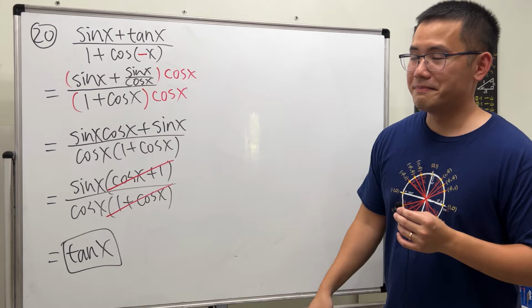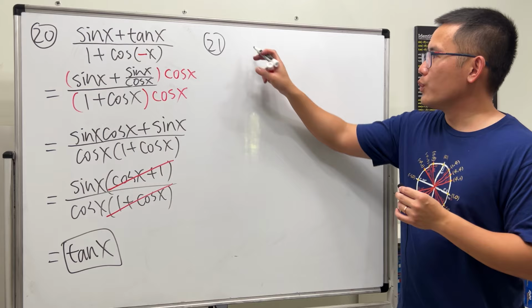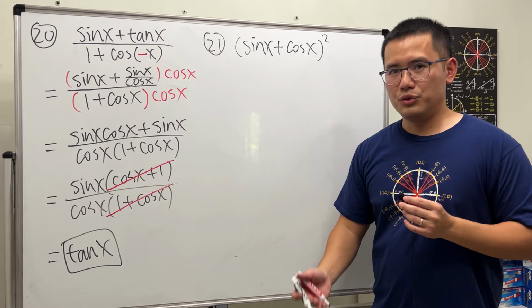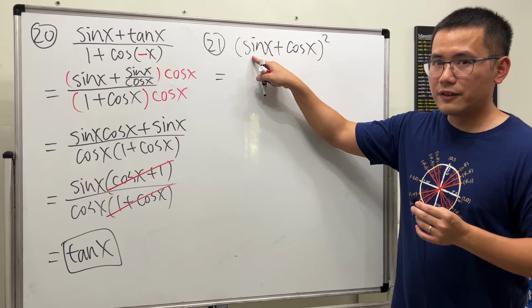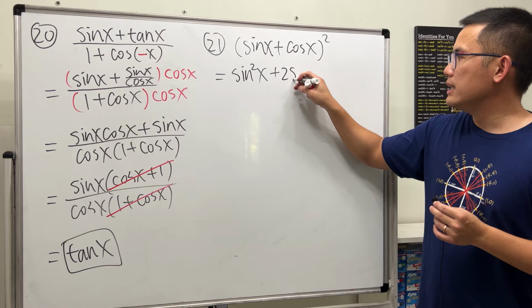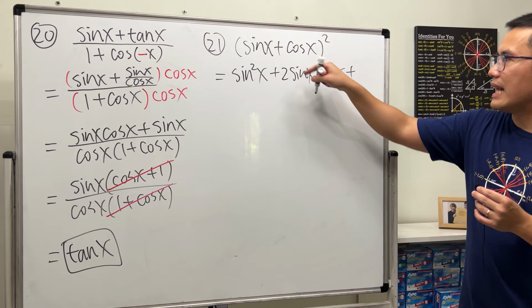Now, number 21. All right, one of my favorite ones as well. Sine x plus cosine x, squared. So again, we are going to multiply our binomial squared, and let's just use the formula. The formula says you start with the first term and square that, so we get sine squared x. Then we add twice the first term and the second term, so it's 2 sine x cosine x. And lastly, we add the last term squared, which is cosine squared x.